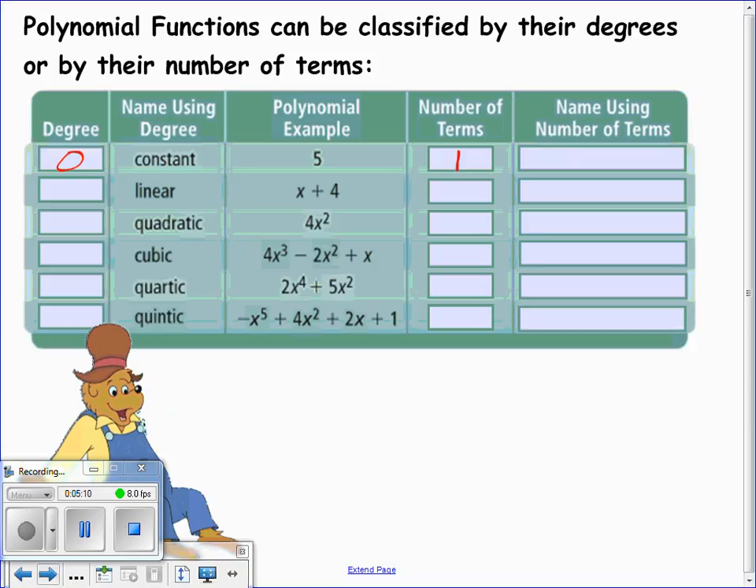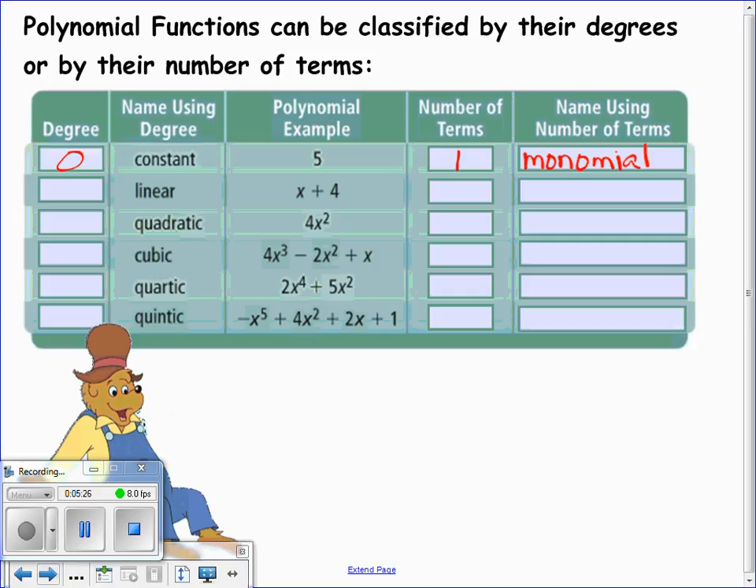Did you say unomial? You're kind of close. It's a monomial. I'm assuming you guys have seen that word before. Mono means one. Mano a mano, one-on-one.